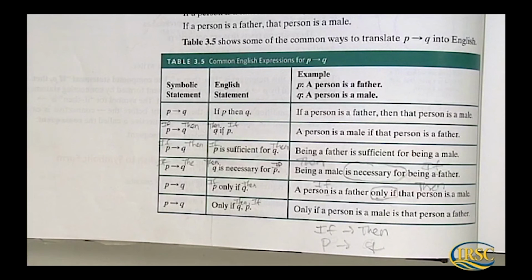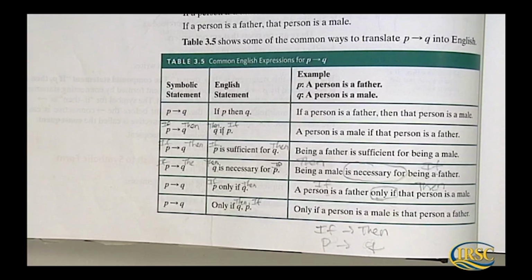If you see the is sufficient for, then the if part has to come first and the then part has to come second. But you're going to change the verb to being. So being a poet is sufficient for being a writer. In other words, that meets one of the conditions to being a writer, right? It's sufficient for. It meets it. It's good enough. So being a poet is sufficient for being a writer.